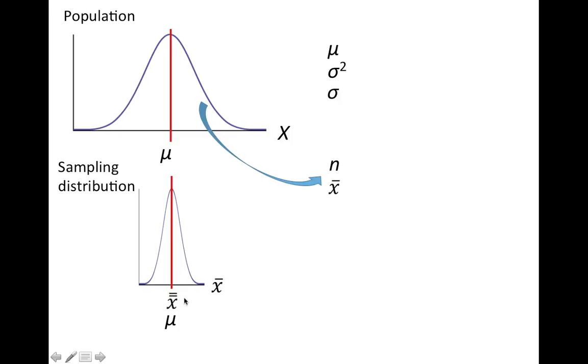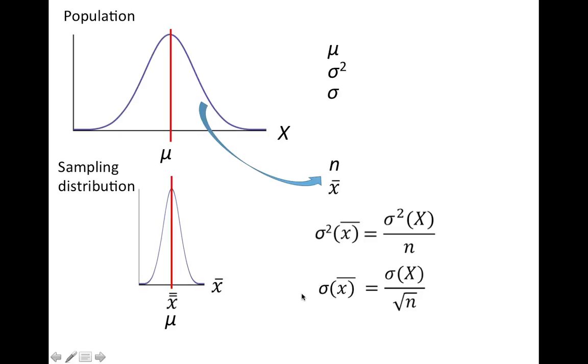The mean of the sampling distribution will be the same as the population mean. And the variance of the sampling distribution will be the variance of the population divided by the sample size. Therefore, the standard deviation of the sampling distribution will be the square root of this, which is the standard deviation of the population divided by the square root of the sample size.